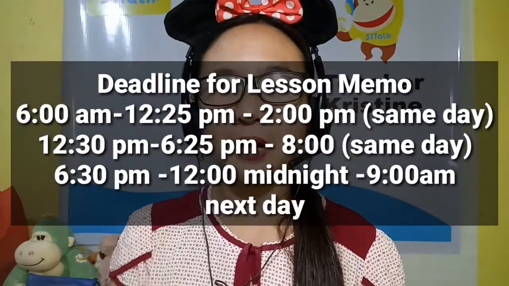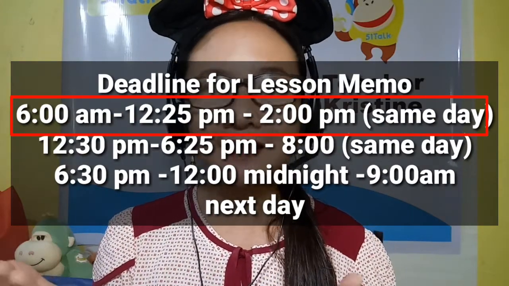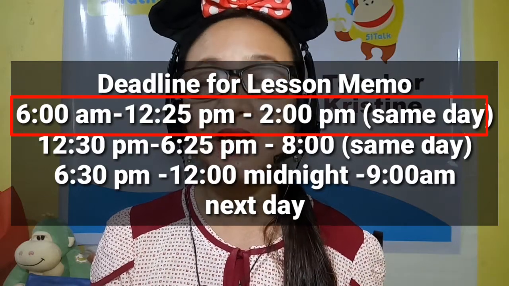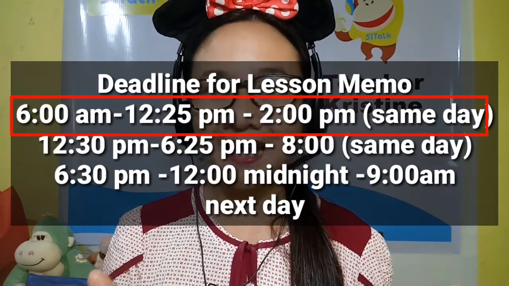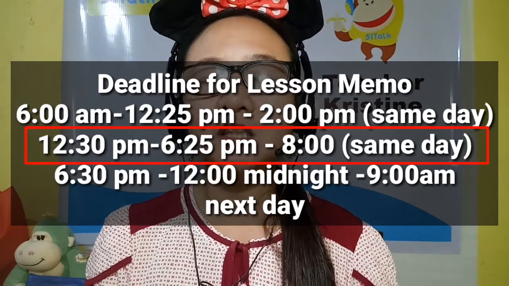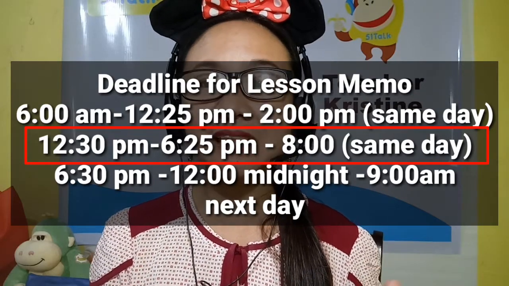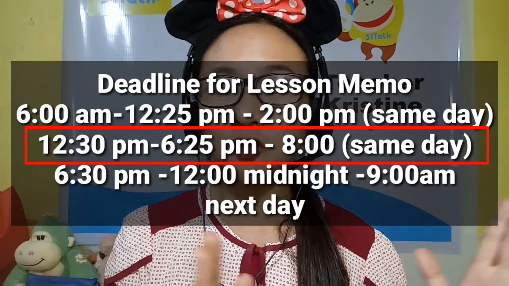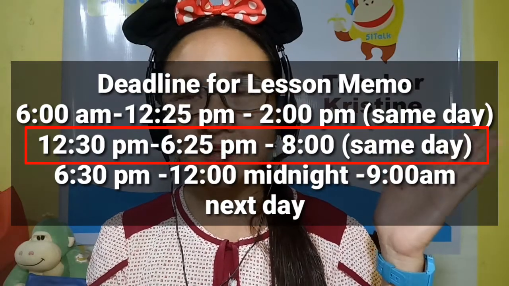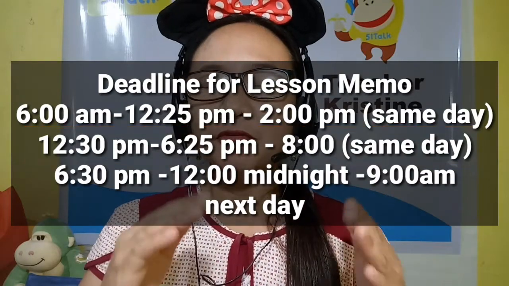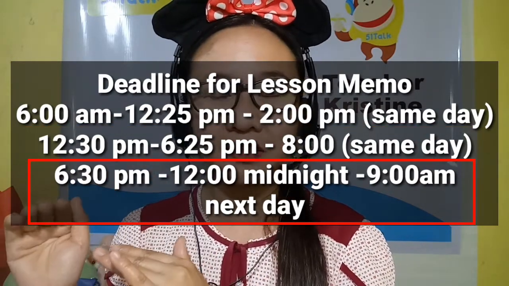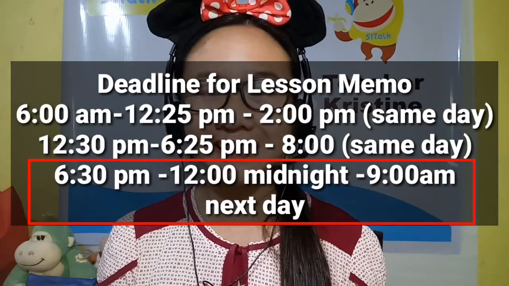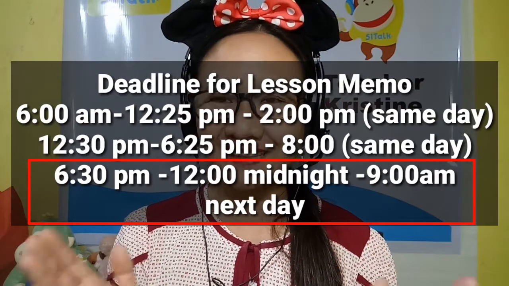Now, for classes that begin from 6 in the morning and end at 12:25 in the afternoon, our deadline for making the memo is 2 o'clock in the afternoon, same day. For classes that begin at 12:30 in the afternoon to 6:25 end of the class, the deadline is 8 o'clock in the evening. For classes that begin from 6:30 to 12 midnight end of class, the deadline in making the memo will be 9 o'clock in the morning the next day.